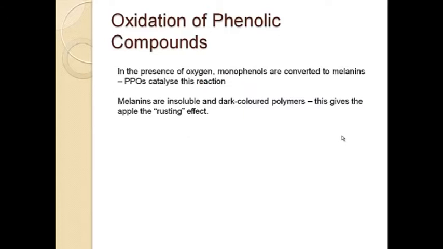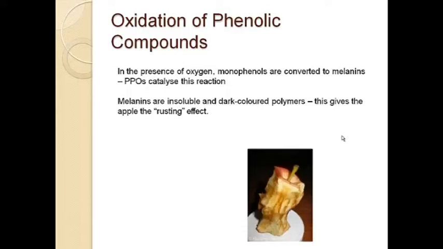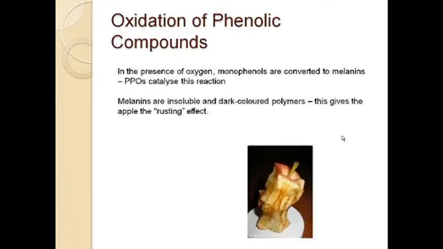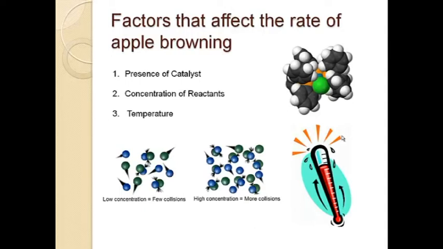In the presence of oxygen, monophenols are converted to melanins. PPO catalyzes this reaction. Melanins are insoluble and dark-colored polymers. This gives the apple the rusting effect. Factors that affect the rate of browning: the presence of catalysts, concentration of reactants, and temperature.